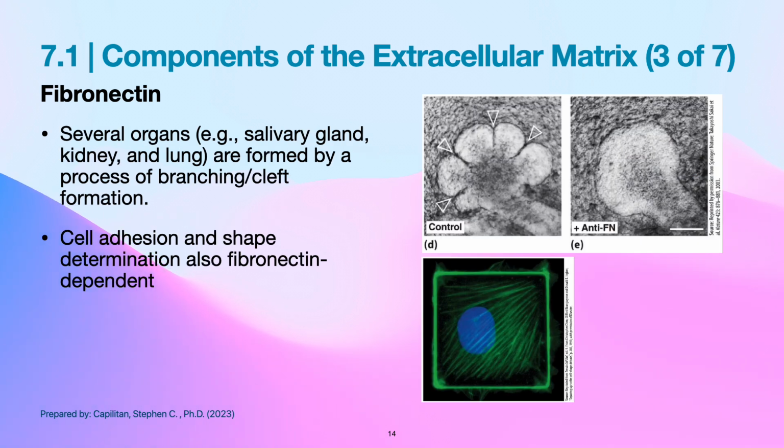There are several organs, such as the salivary gland, that are formed by a process of branching or cleft formation. Cell adhesion and shape determination also are fibronectin dependent. The structure here is of the fibronectin and its importance during embryonic development. We have here a human fibronectin molecule, which consists of two similar but non-identical polypeptides joined by a pair of disulfide bonds located at the C termini.